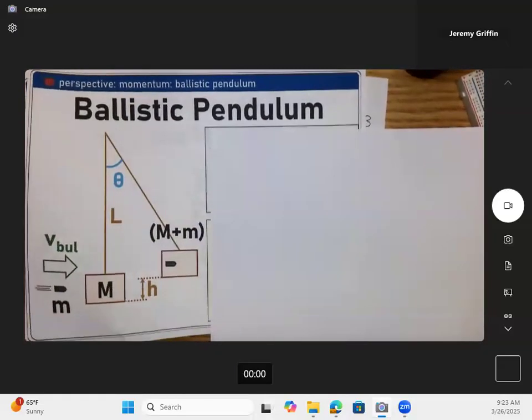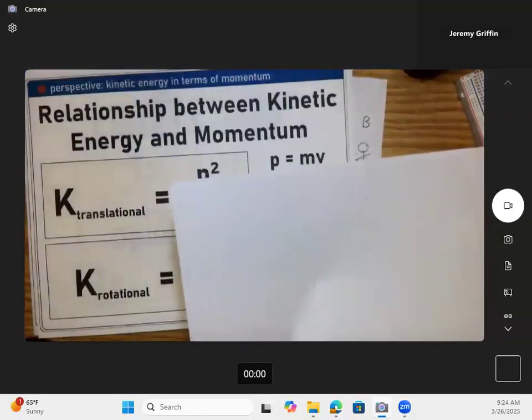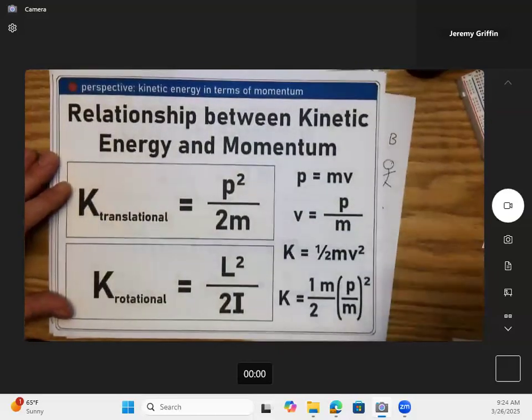Actually, before we do that, I do want to do one of these with you guys, but let's hang tight on that one. Let me show you guys some other posters first, because these other ones are a little easier.